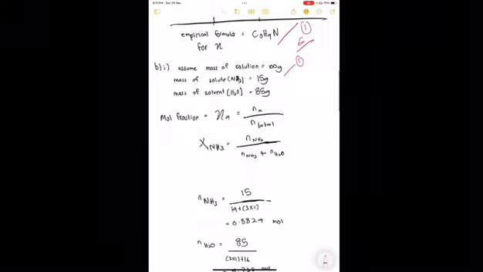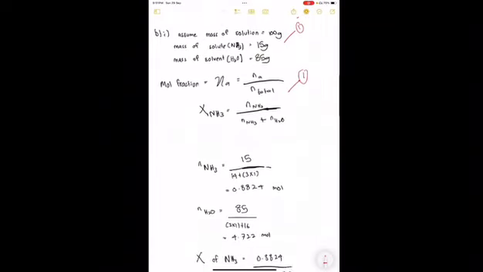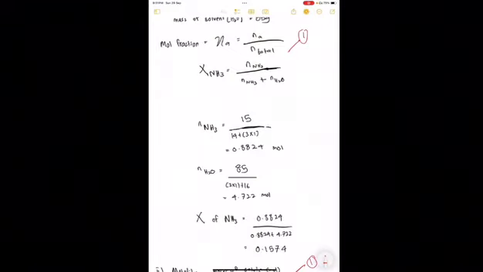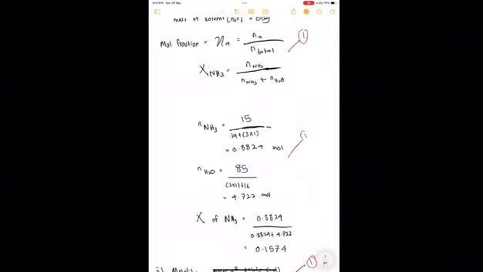Then we need to state the formula for mole fraction, which is XA equals NA over N total. So we will get one more mark over here. Okay, so firstly we need to find the number of mole of NH3, which we already get the mass of the NH3, which is 15 gram. So we divide by its molar mass, so we can get 0.8824 mole. So we will get one mark over here.